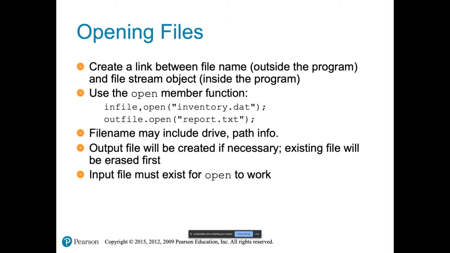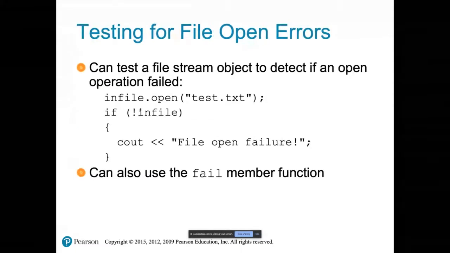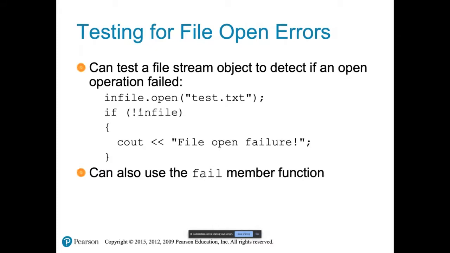Output file will be created if necessary. Existing file will be erased. So if you're going to create an output file called report.txt, the next time you run it, the information is going to be erased. Input file must exist for open to work. Always test to make sure, hint, hint, hint, that the file opens and it's open successfully.